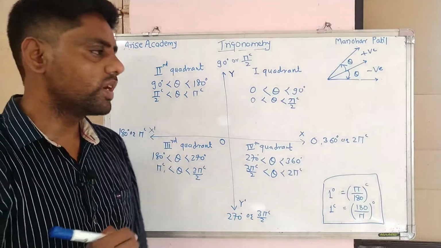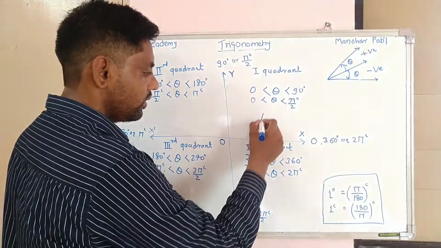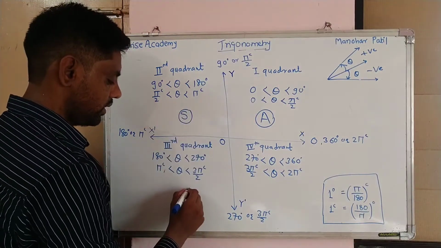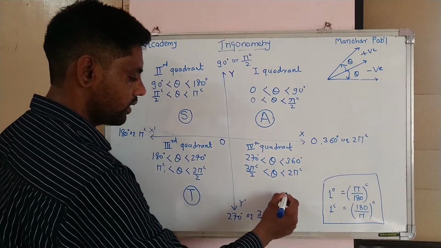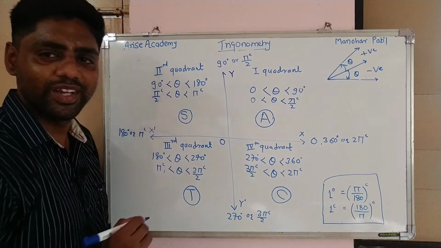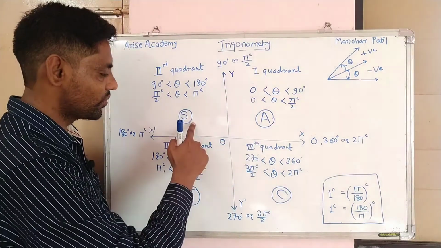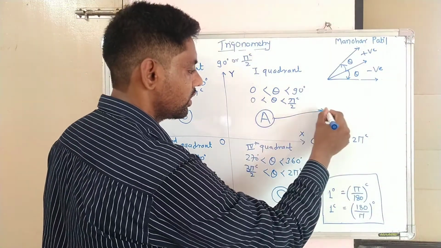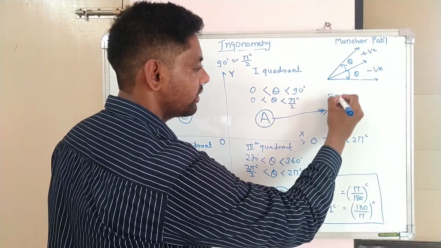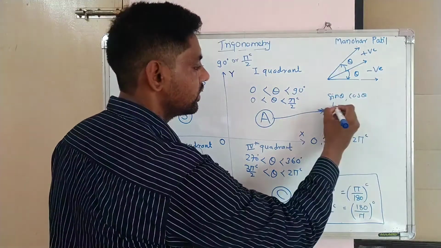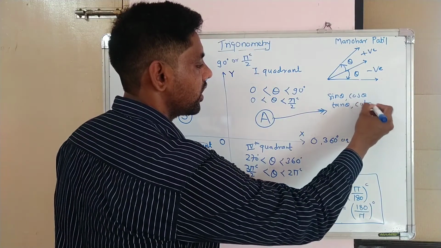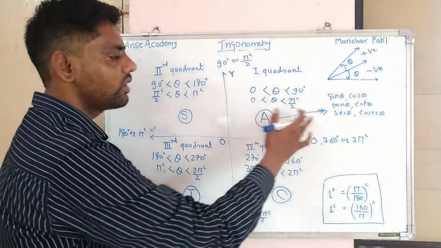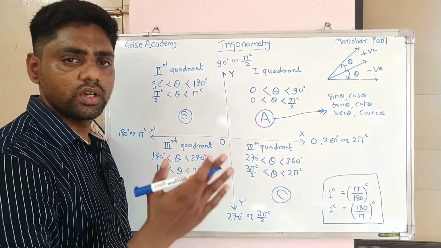Remember one sign convention: All Student Take Coffee. Very simple. All Student Take Coffee. All means all ratios, that is sin theta, cos theta, tan theta, cot theta, sec theta and cosec theta. All ratios are positive in the first quadrant.